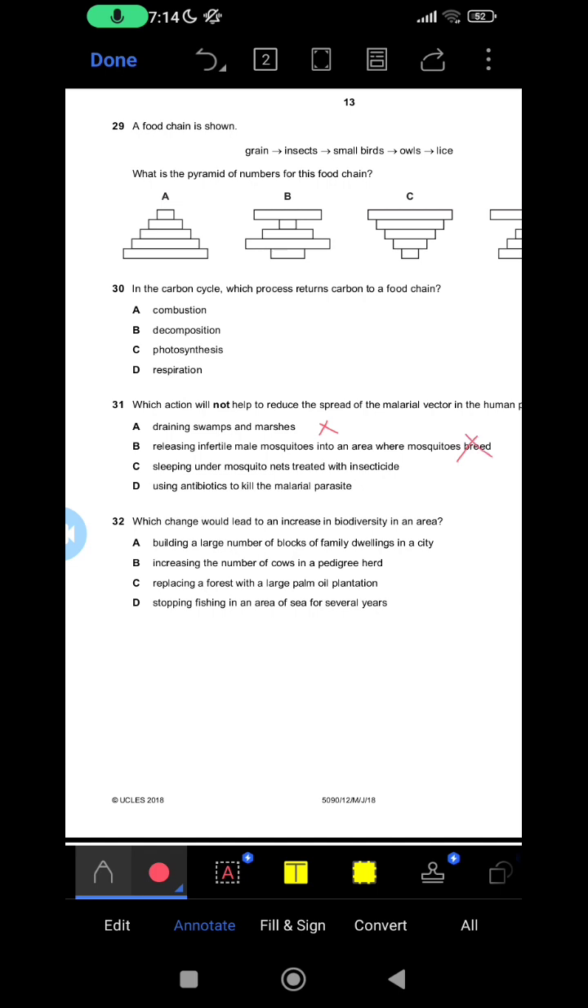Sleeping under mosquito nets treated with insecticide. This will also help, so this is not correct. Using antibiotics to kill the malarial parasite. This is wrong. This will not help us at all. So D is the correct option.